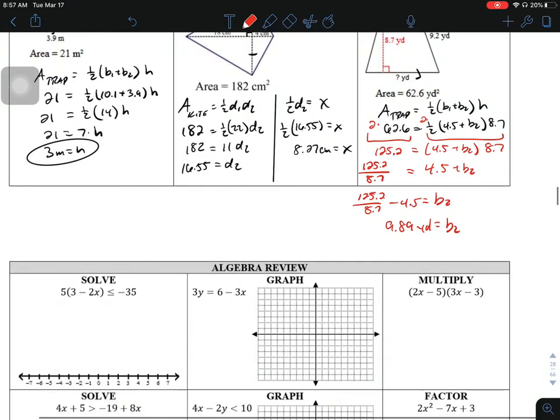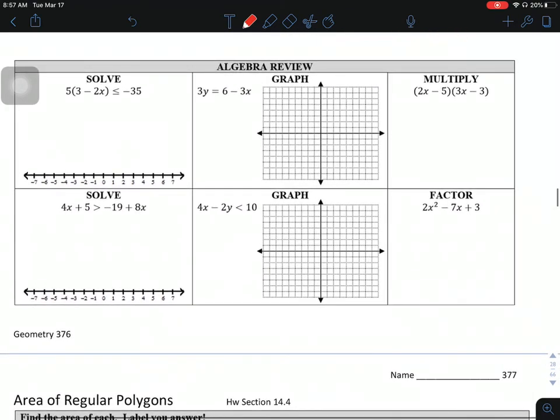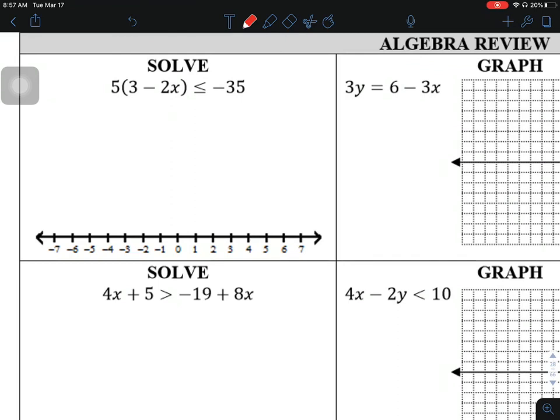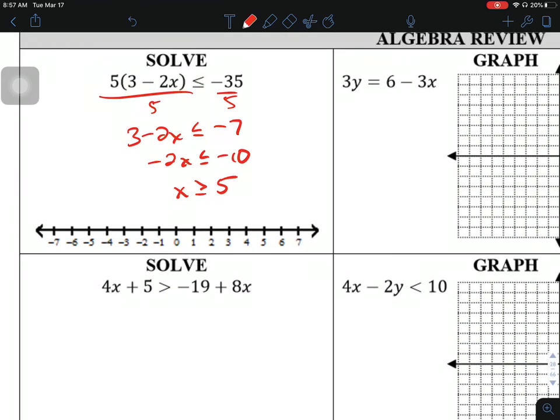We've got some algebra review problems we will go through. Solving this inequality. Instead of distributing the 5 once again, I'm just going to divide both sides by 5 right away. That's going to give me 3 minus 2x is less than or equal to -7. Then I'm going to subtract 3 from both sides. And then I'm going to divide each side by a negative number, which changes the inequality sign around. So I got x is greater than or equal to 5.